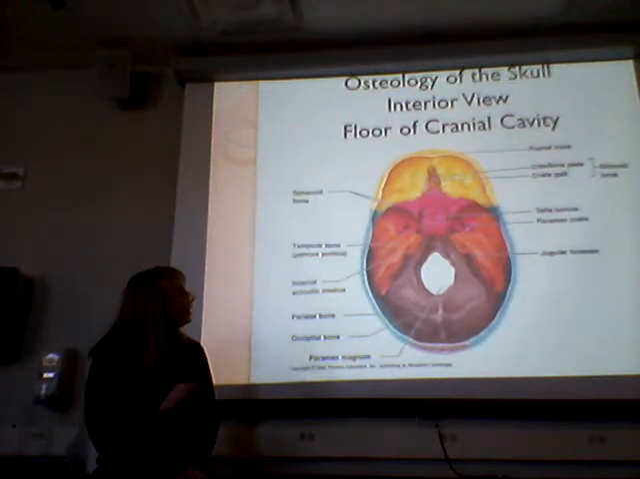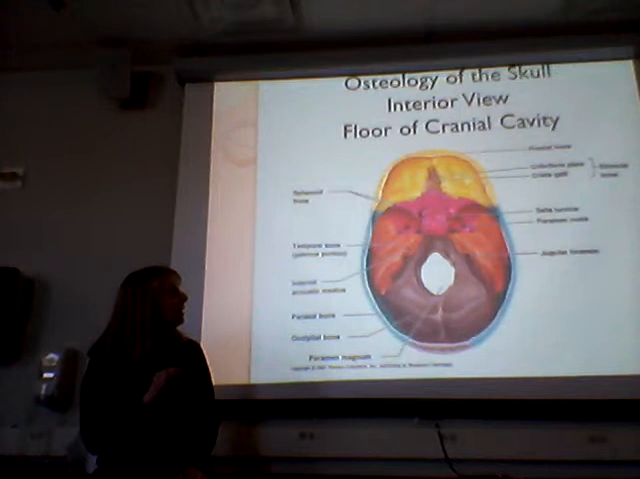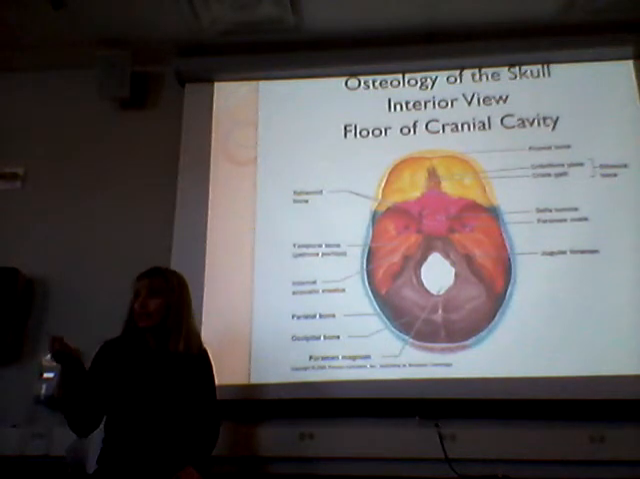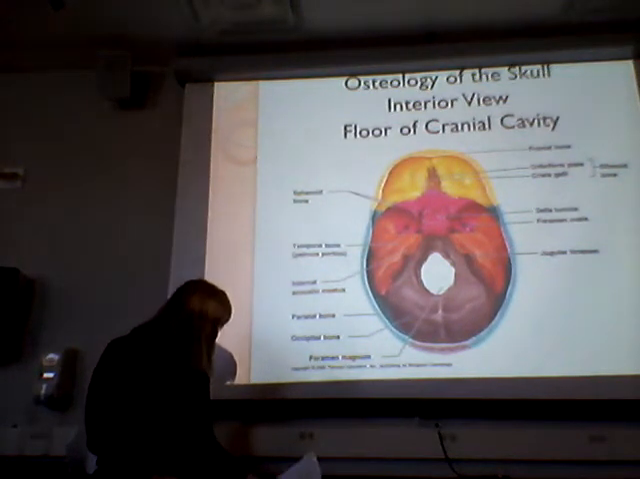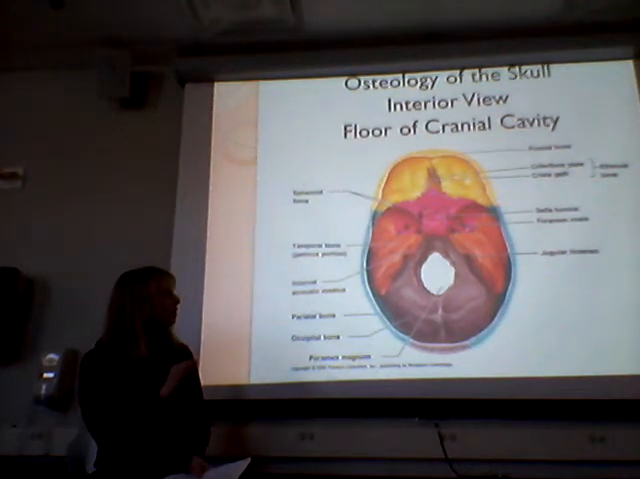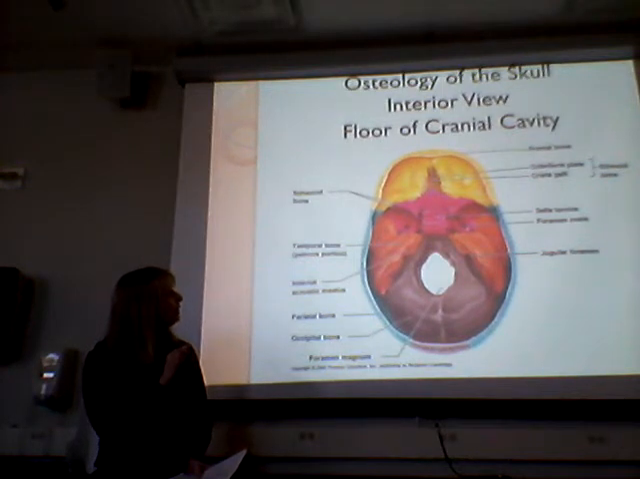So, okay, then we'll move down to the sphenoid bone and the sella turcica. Sella turcica is Latin for Turkish chair. In this area there's a depression, and that's where the pituitary gland will sit. It's called the hypophyseal fossa, and it holds the pituitary gland. This is also known as the body of the sphenoid bone.